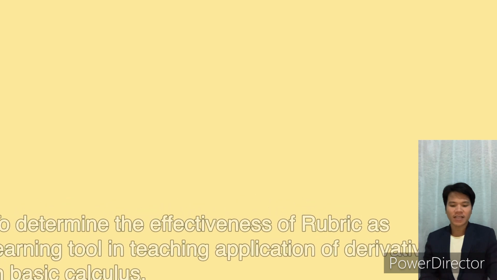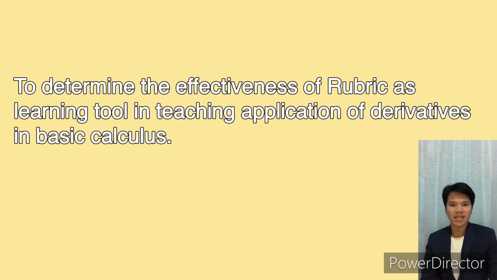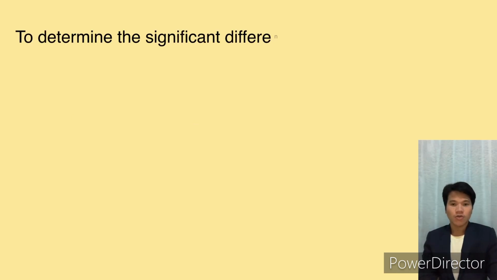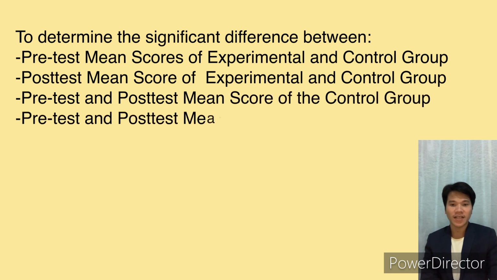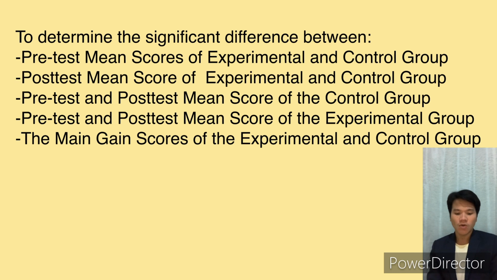To determine the effectiveness of rubric as a learning tool in teaching application of derivatives in basic calculus. To determine the significant difference between pretest mean scores of experimental and control group. Post-test mean scores of experimental and control group. Pretest and post-test mean score of the control group. Pretest and post-test mean score of the experimental group. And the mean gain scores of the experimental and control group.